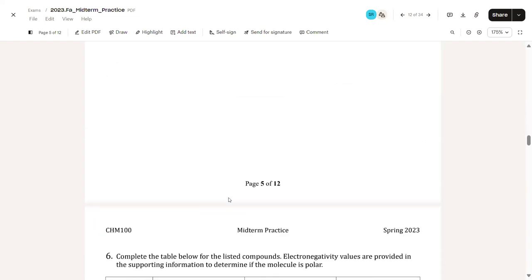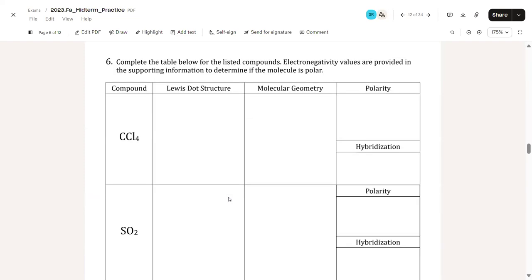So the fact that 10% of it is this: draw a Lewis dot structure, give me the molecular geometry, and I'm going to change this. It's going to be electron geometry and molecular geometry. We won't talk about polarity and hybridization until after the midterm, so that'll look a little bit different. But basically give me your best Lewis dot structure. That's going to be three out of the 5 points. And then the other two are, did you get at least a drawing with approximately the right angles for the molecular geometry?